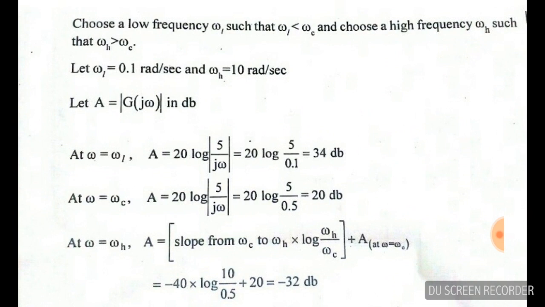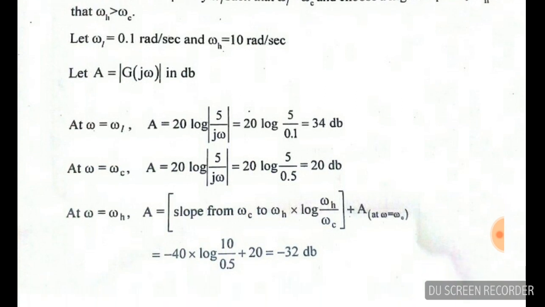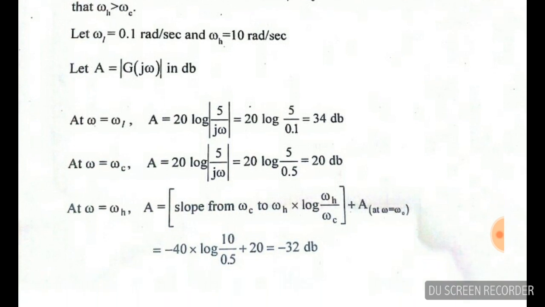Next are the steps to find the gain for all these frequencies. The gain at omega equal to omega L, that means omega equal to 0.1 radians per second, is 20 log of the first term, 5 by j omega, that is 20 log 5 by 0.1, so it is 34 dB as per calculation. And at omega equal to omega c, the gain is 20 log 5 by j omega, 20 dB from calculations.